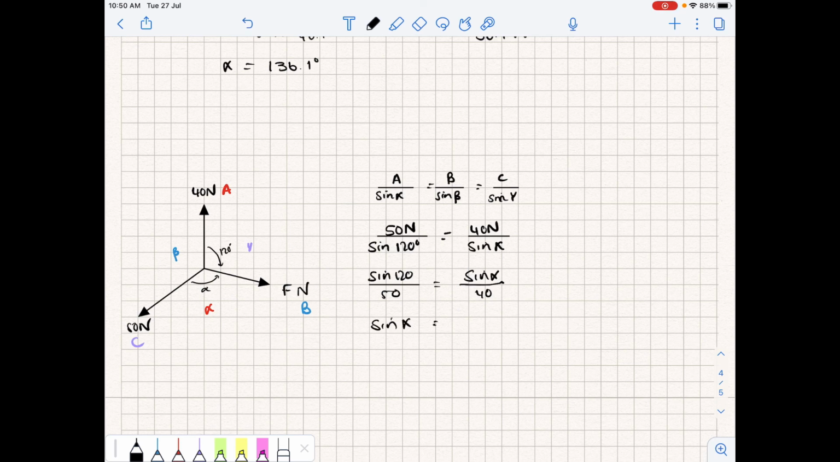If we put this now into our calculators, we'll take sine of 120. We'll divide that by 50, and we'll multiply it by 40, and that'll give us 0.6928, etc. Right, to solve for alpha, we're going to take sine inverse of the answer, and that's going to give us 43.8537, etc. degrees.